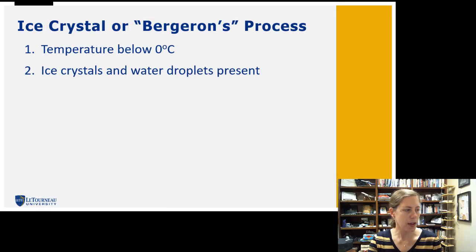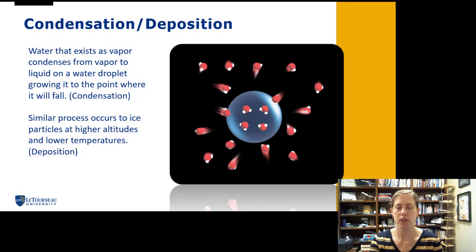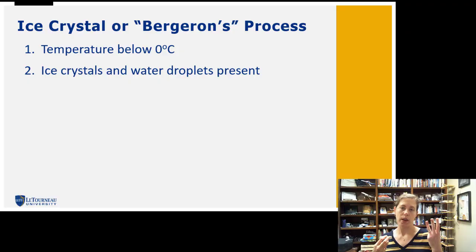All right, the third type of method of generating precipitation. So first we have the collision coalescence. We have the condensation deposition process. And then the third one is the ice crystal or Bergeron process. This requires the temperature to be below 0 degrees and for us to have ice crystals and water droplets both present in the cloud. This ice crystal process, also called Bergeron's process after one of the people who found it, produces most of the rain that falls over northern and middle latitudes.